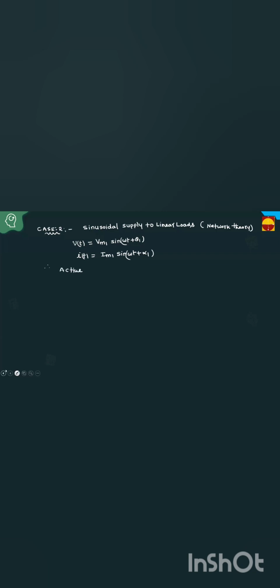See the difference here. Sinusoidal supply to linear load. Then active power P equal to the same calculation only, that is Vm by root 2 into Im by root 2, but cos of the angle between voltage and current, that is theta 1 minus alpha.